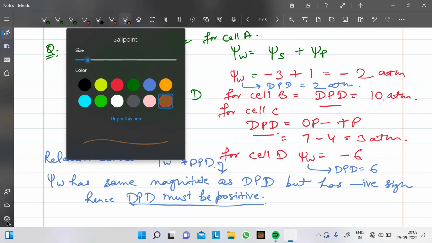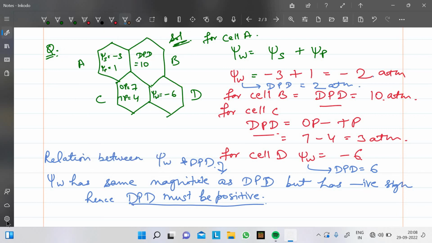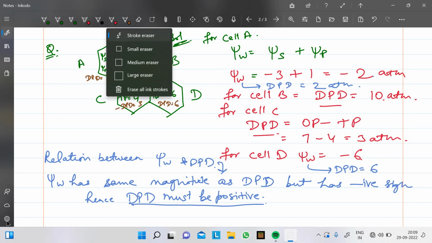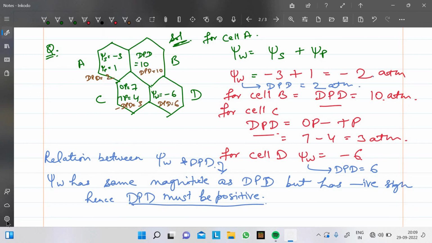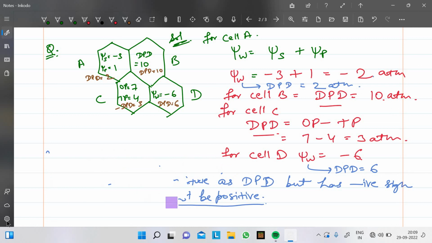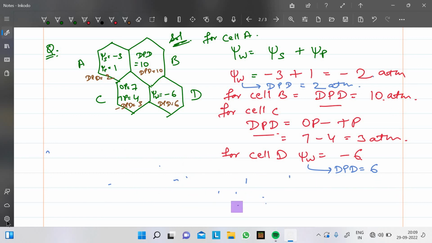the 4 cells. Okay, for cell A it is DPD 2, DPD इसके लिए कितना है 10, इसके लिए DPD कितना है 3 और इसके लिए DPD कितना है 6. Now it is very easy to calculate the path. Okay, how? So how we will describe the pathway of flow of water?